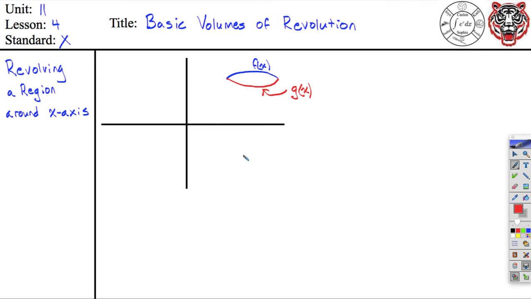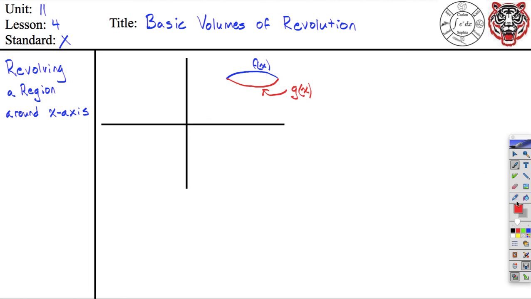So what I'm going to do is I have this region, and you can say that, okay, this region, don't do this in your notes, but this region has an area right here. And what I'm going to do with this area is I'm going to sweep that area all around the x-axis. Again, this is our x-axis right here. So what happens when I do that?